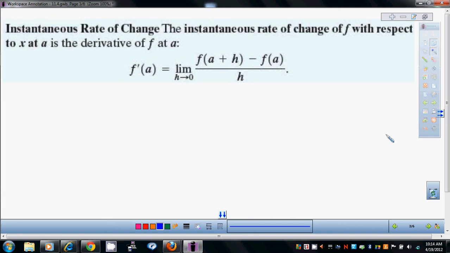It's the instantaneous rate of change. Yes. This is instantaneous rate of change. It is.